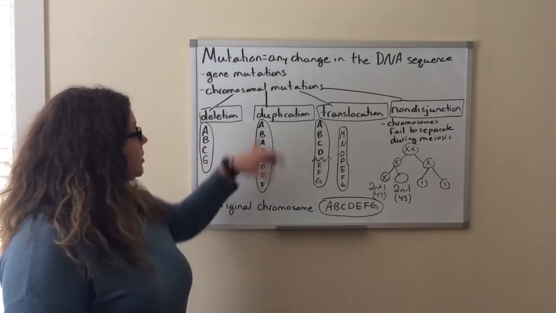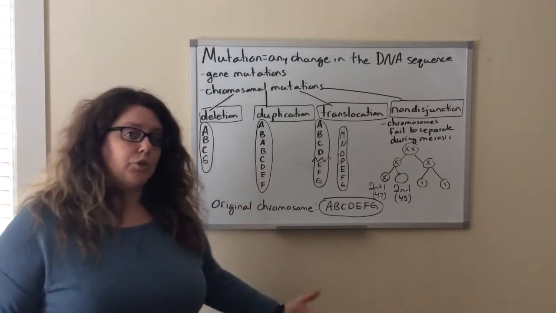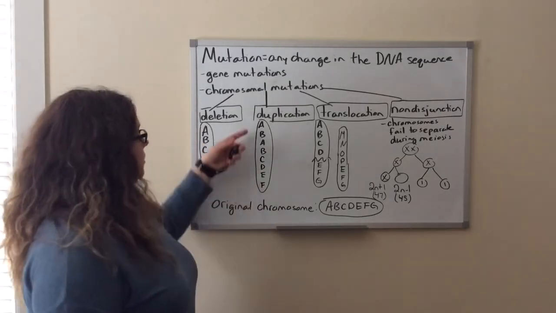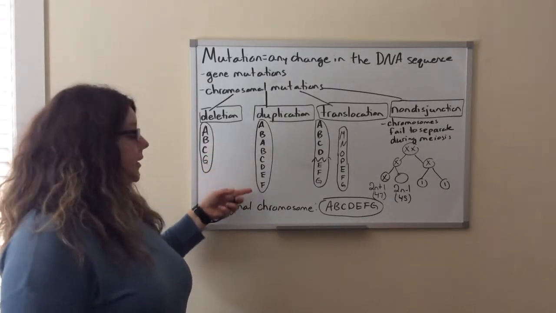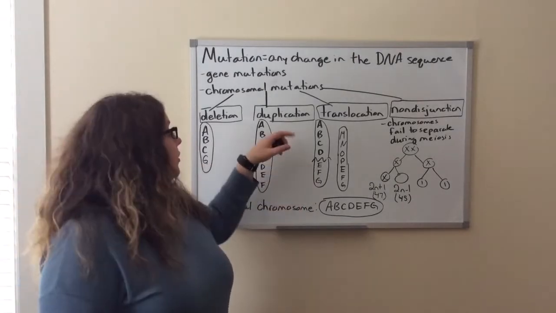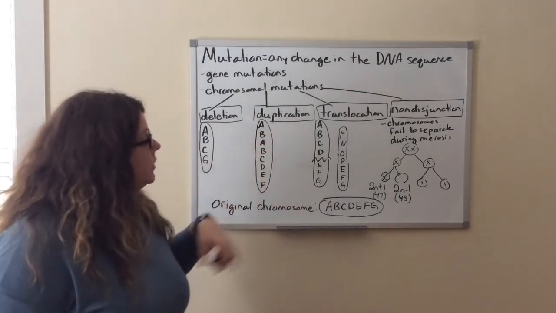Okay, the second type is called a duplication. Same thing, duplication, genes are duplicated. So here we have A, B, C, D, E, F, G. Okay, so a duplication has occurred here.